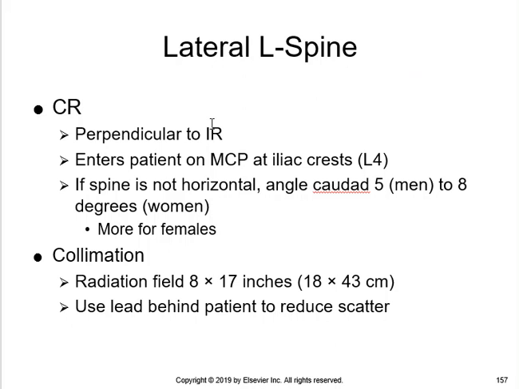So your central ray is going to be perpendicular to the image receptor. It's going to enter the patient's mid-coronal plane at L4. If the spine is not horizontal, then you're going to need to angle your central ray 5 degrees caudad in men and 8 degrees caudad in women. More in females, because females tend to have broader hips with narrower waists.